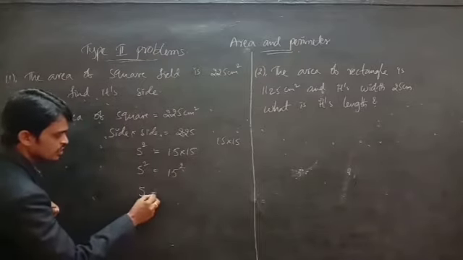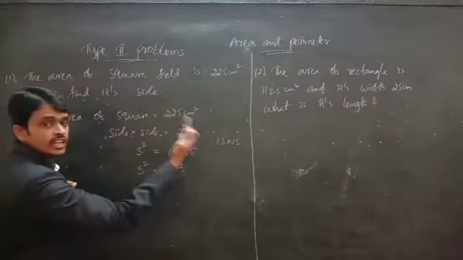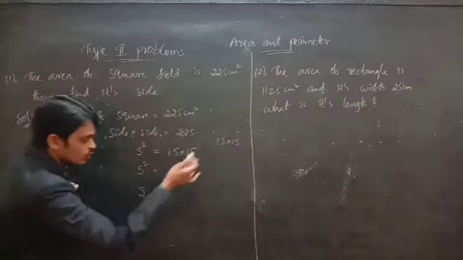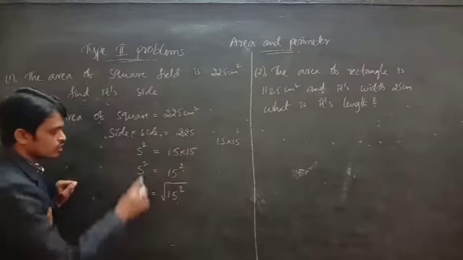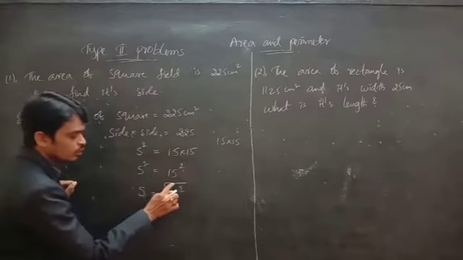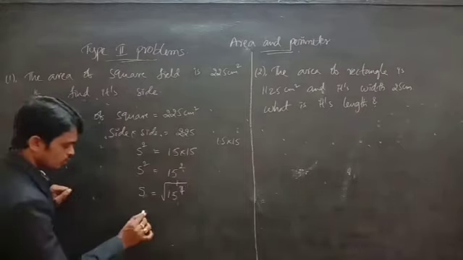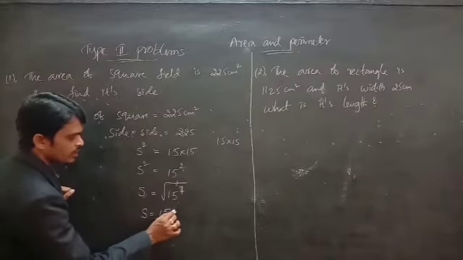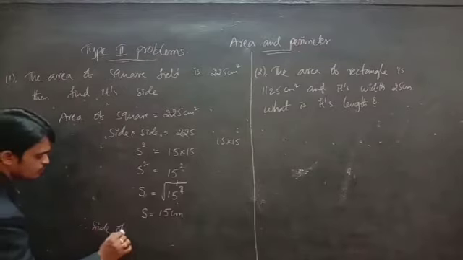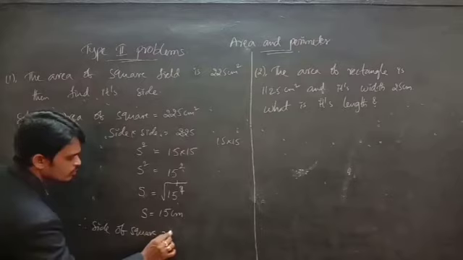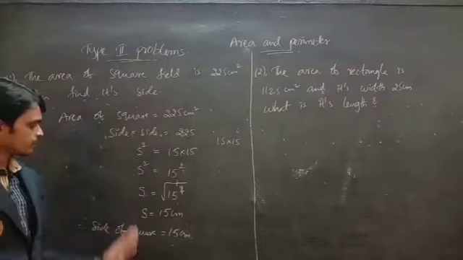Now s is equal to, if we transpose this square, it becomes a root. So root of 15 square. Square and root are both equal, so square and root get cancelled. So s is equal to 15 centimeters. Therefore the side of the square is how much? 15 centimeters. Like this we have to find out the side of the square.